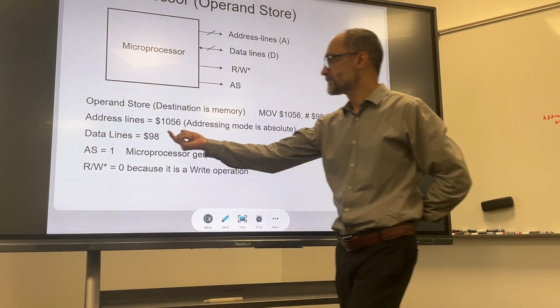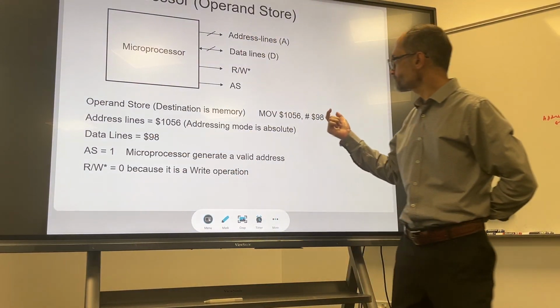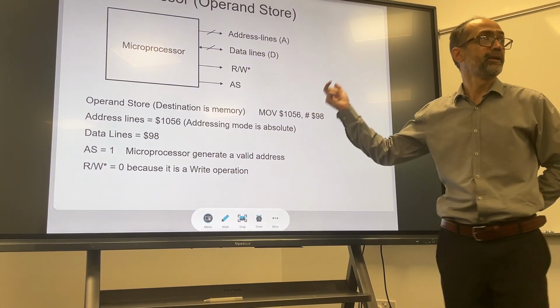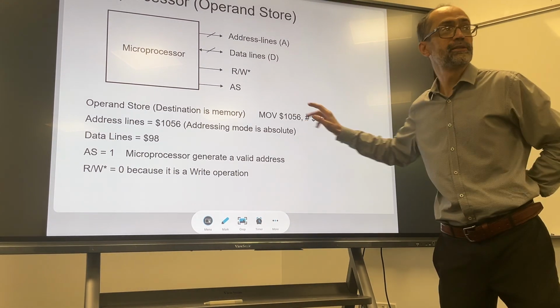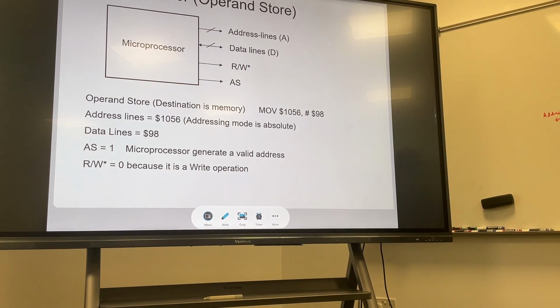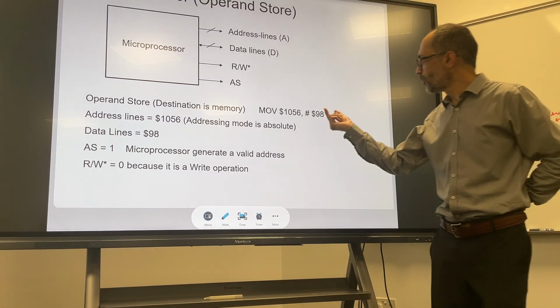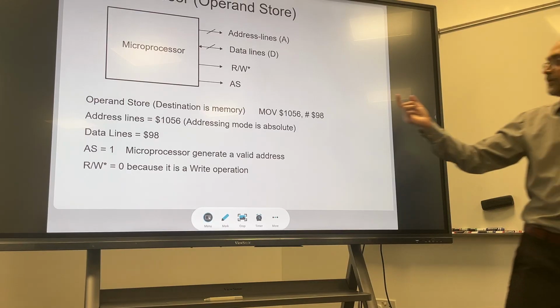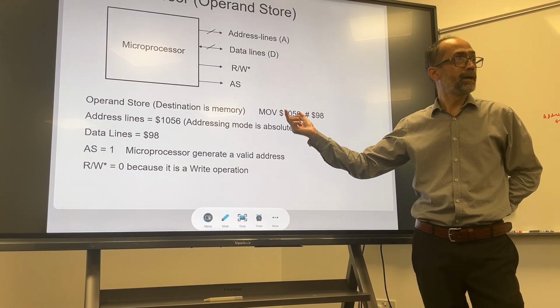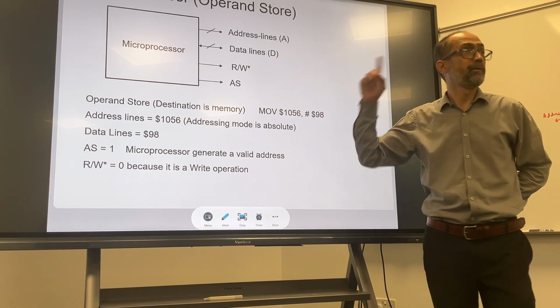Okay, what will be the data lines? 98. Address strobe will be 1. And which data are we writing? 98. So 98 will go to MBR. Please remember, this is another assembly, Move. This is not LC3 assembly. This is another example. So it means that we are writing a value of 98 to this memory location. Clear? So this value will go to MAR and this value will go where? MBR.